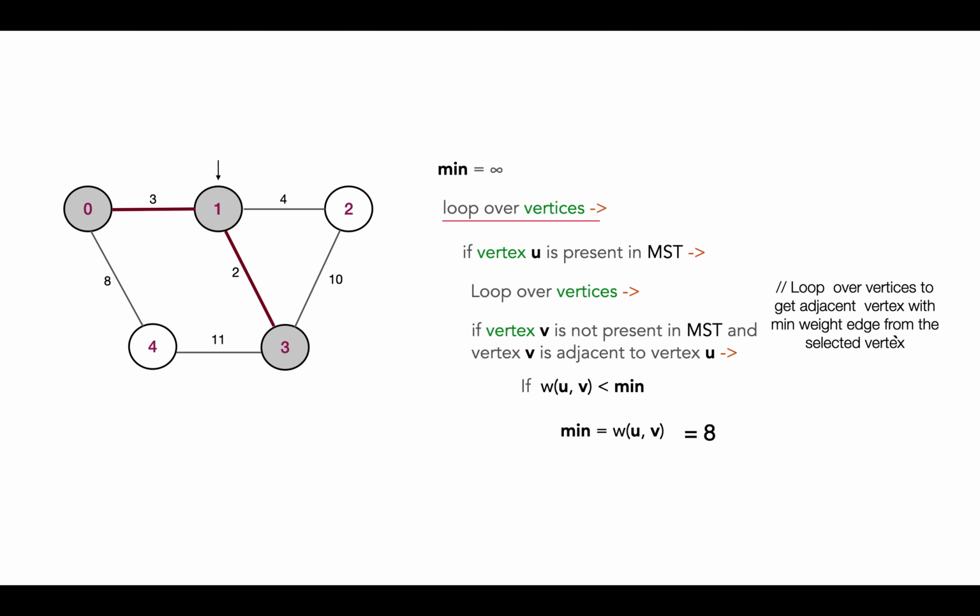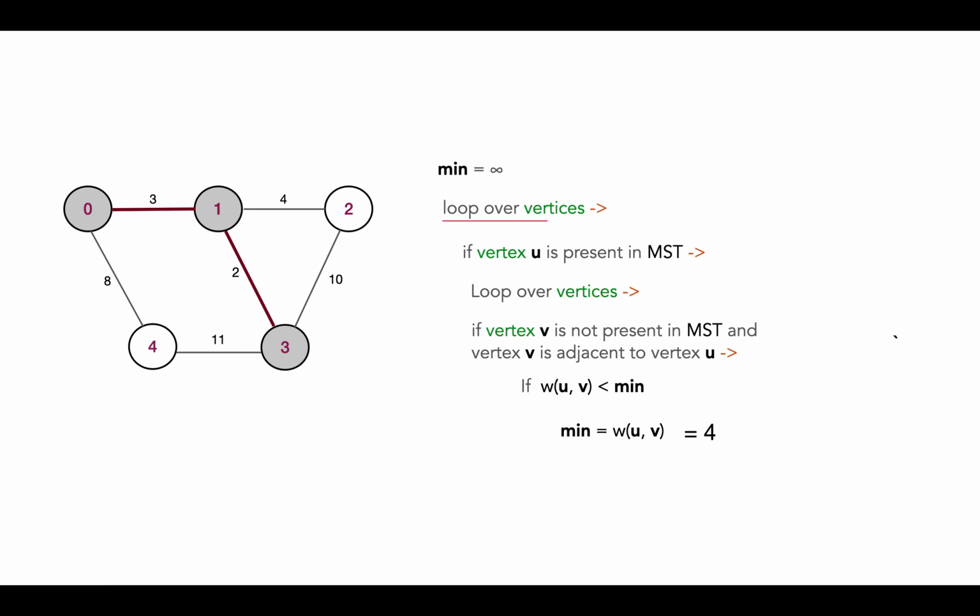It comes to 1. It checks if it is already present in MST. Yes, it's present in MST. So again, we loop over all the vertices to find out the adjacent vertices which are not present in MST. So the adjacent to 1 is 2, which is not there in MST. Now it compares the weight of this edge with the previous min, which is 8. So it checks, is 4 smaller than 8? Yes, so it updates it with 4.